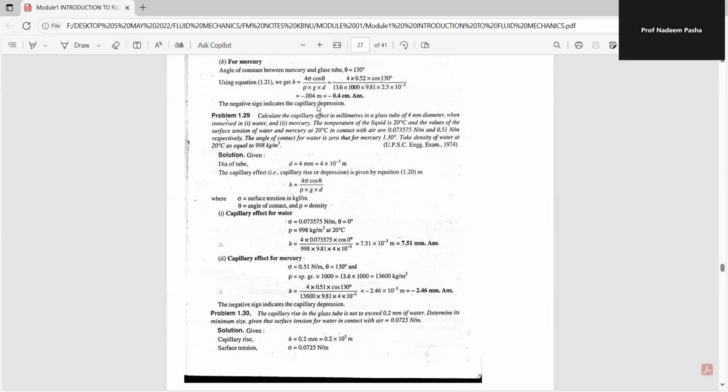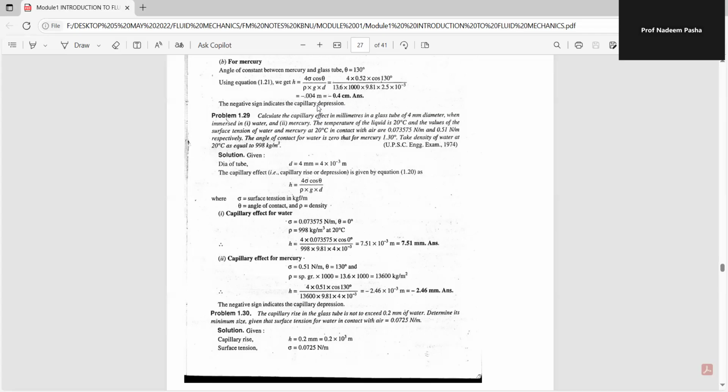So this negative sign indicates that there is a capillary depression. Before solving, you already had an idea, because it is mercury, there are possible chances that there may be a capillary fall in the tube. So the answer justifies it. So one more problem we will solve that will be helpful for you.